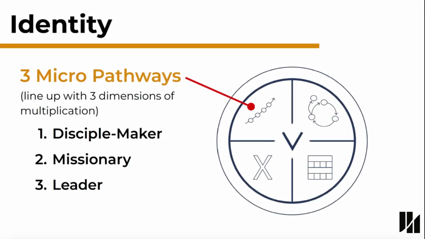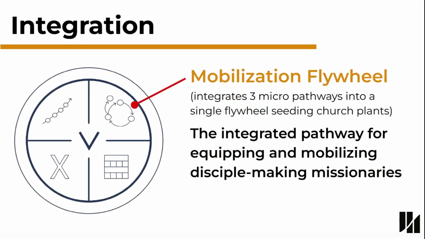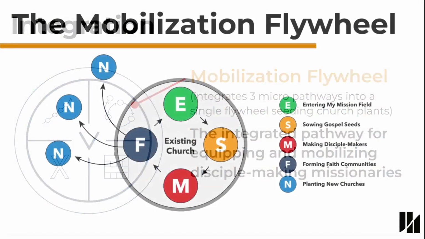So we've got the three micro pathways. That's where this idea of boiling things down into a simpler form is where the mobilization flywheel fits. The question is, how do we integrate the three micro pathways into a single flywheel that not only works for the individual disciple, but helps us form new churches out of just the normative way that we're integrating the micro pathway? The integrated pathway is for equipping and mobilizing disciple-making missionaries.